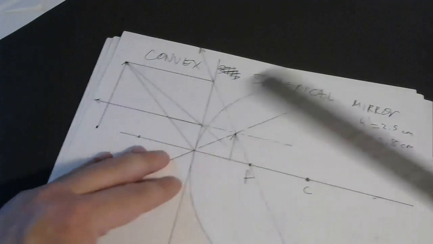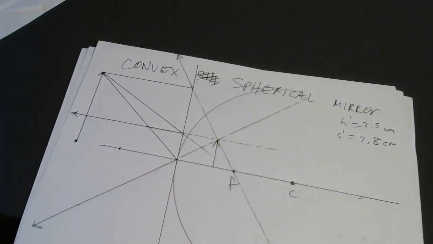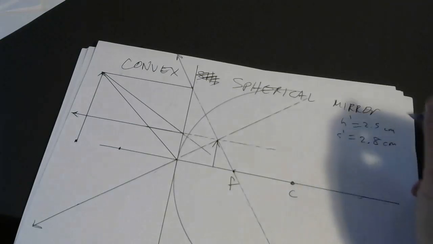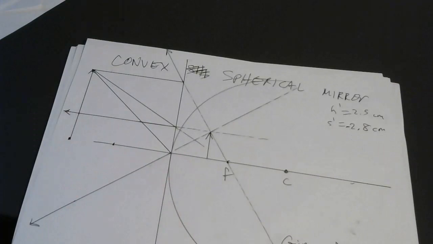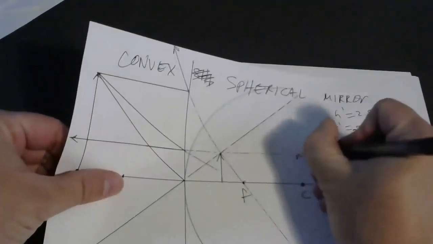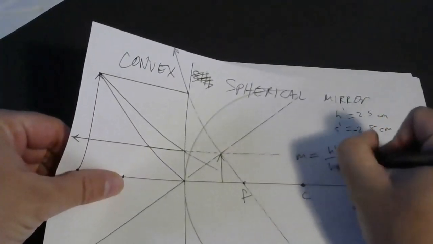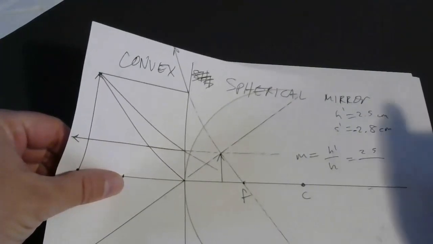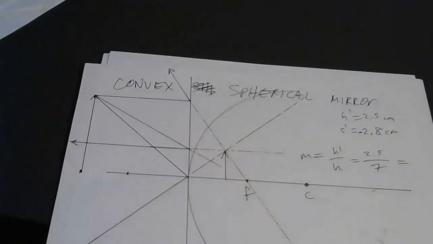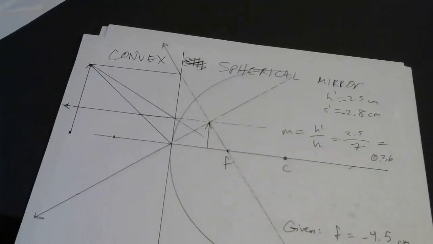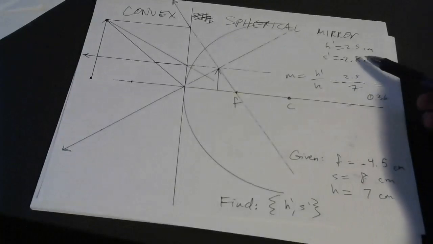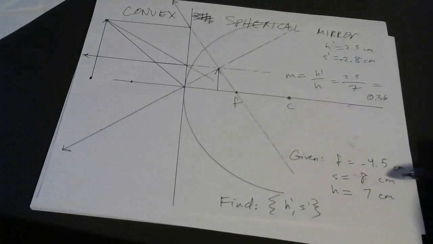Okay, and I'm going to be honest, here's where I forget. Is that a negative image distance or not? It is a virtual image, so I expect it to be negative. I'm going to squeeze in a minus sign there. But the other equations that we have at our disposal will confirm that. So that's using ray tracing. The magnification here would be h prime over h. That's 2.5 over 7. 0.36, roughly.